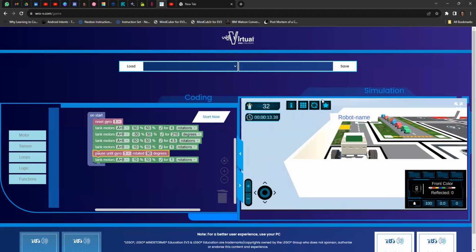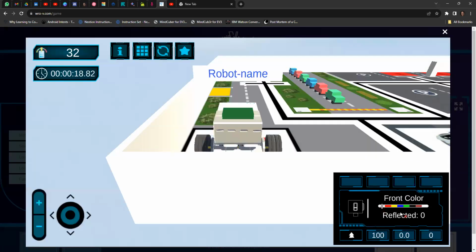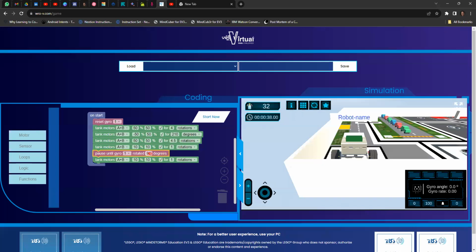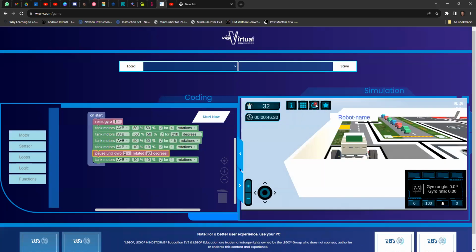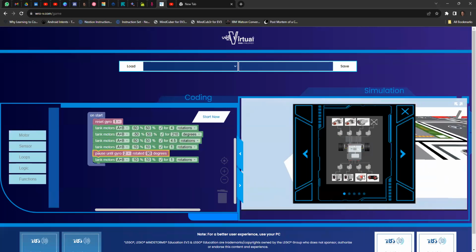So what is here on port number 1? How do you see the port things? That's the front color, that's the down color, 2 color sensors. And the gyro angle is at 2, I guess, right? Let's try. Yes. I don't understand what the problem is here.